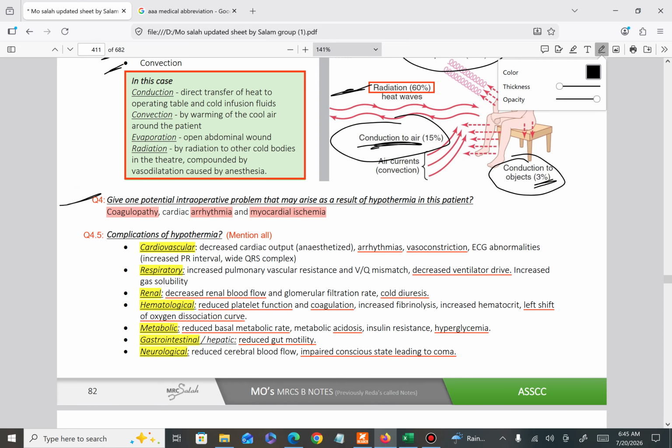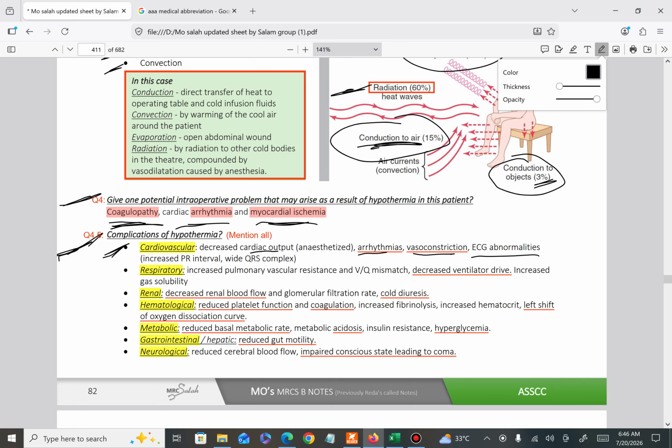Then question 4: give one potential intraoperative problem that may arise as a result of hypothermia in this patient. Hypothermia can lead to coagulopathy, cardiac arrhythmia and myocardial ischemia. Then the complications of hypothermia: cardiovascular complications include decreased cardiac output, arrhythmias, vasoconstriction, and ECG abnormalities such as increased PR interval and wide QRS complex.